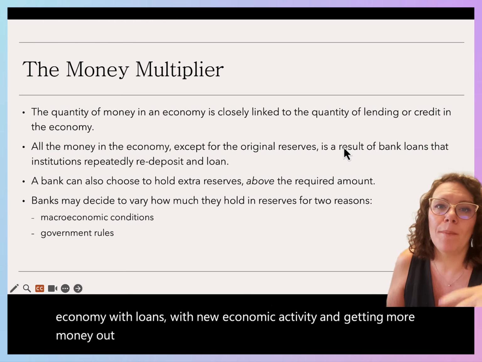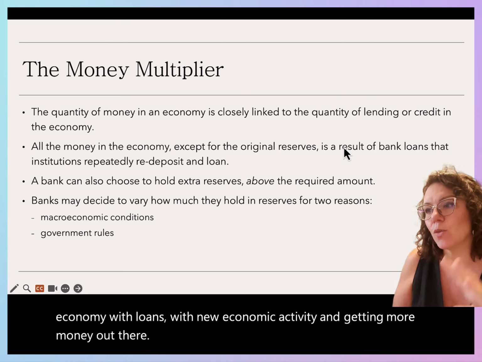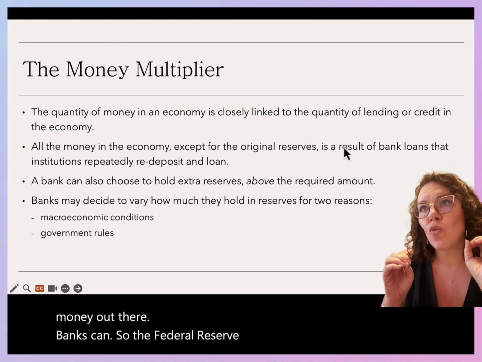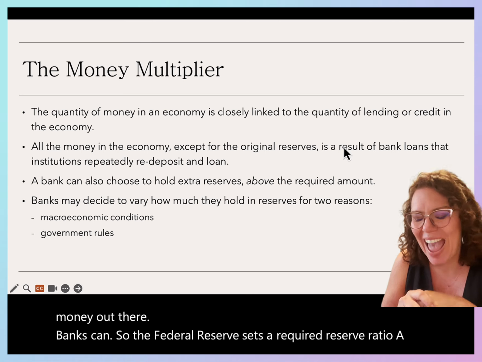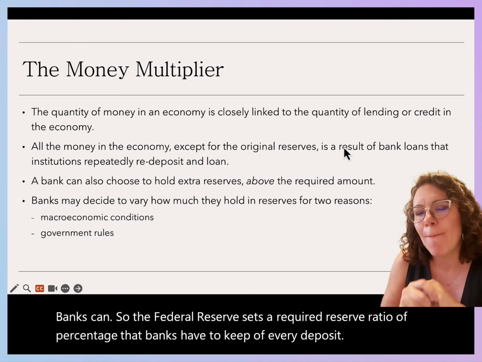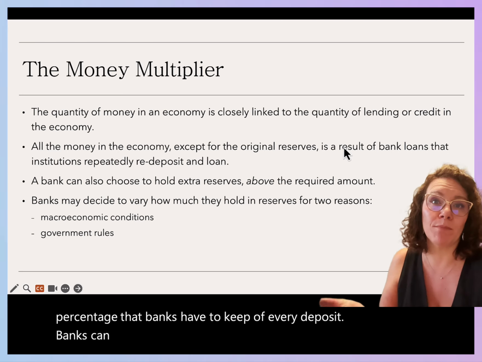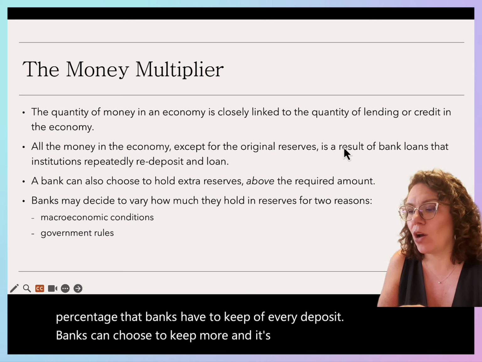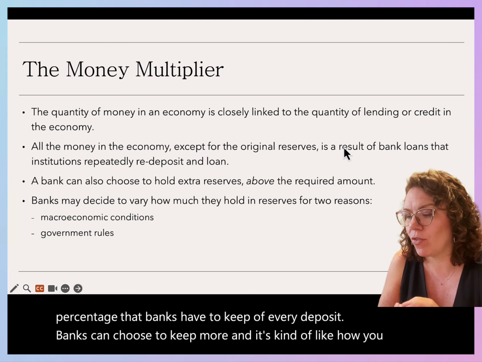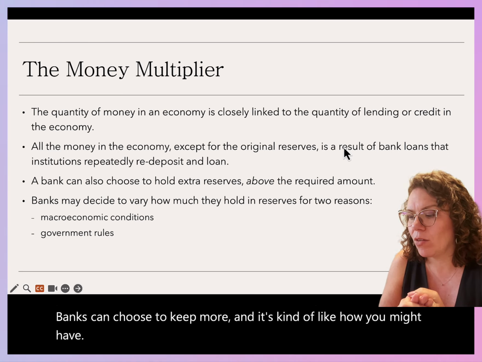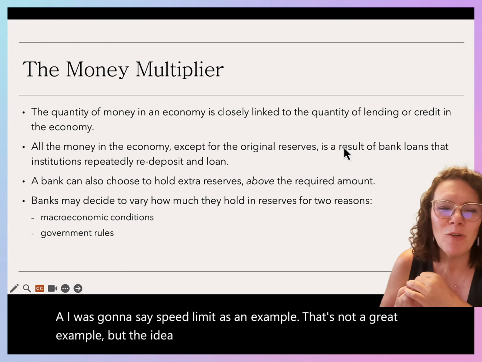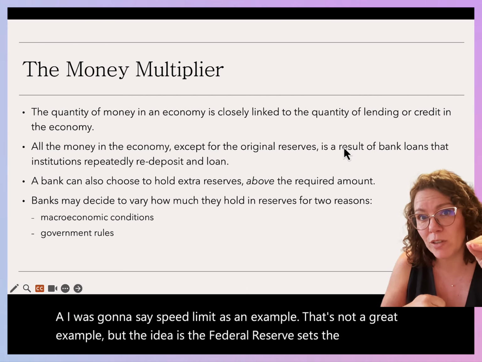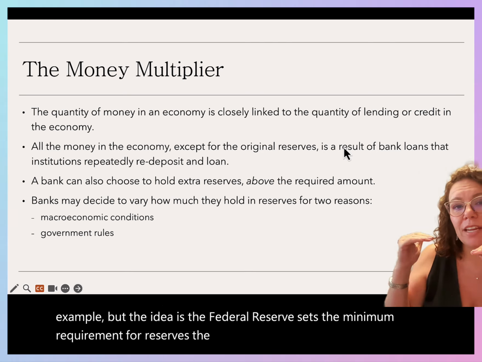The Federal Reserve sets a required reserve ratio, a percentage that banks have to keep of every deposit. Banks can choose to keep more. It's kind of like a speed limit, though that's not a great example. The idea is the Federal Reserve sets the minimum requirement for reserves. The banks can go above it if they want to.